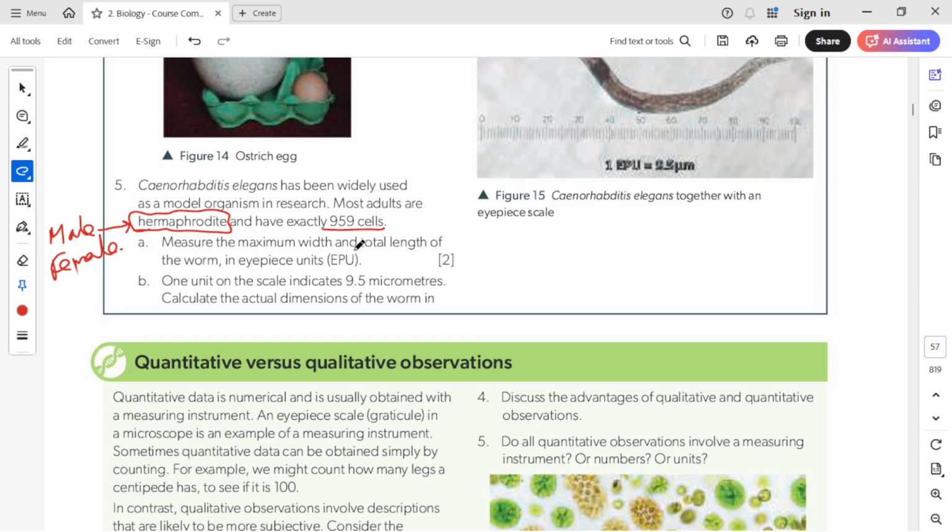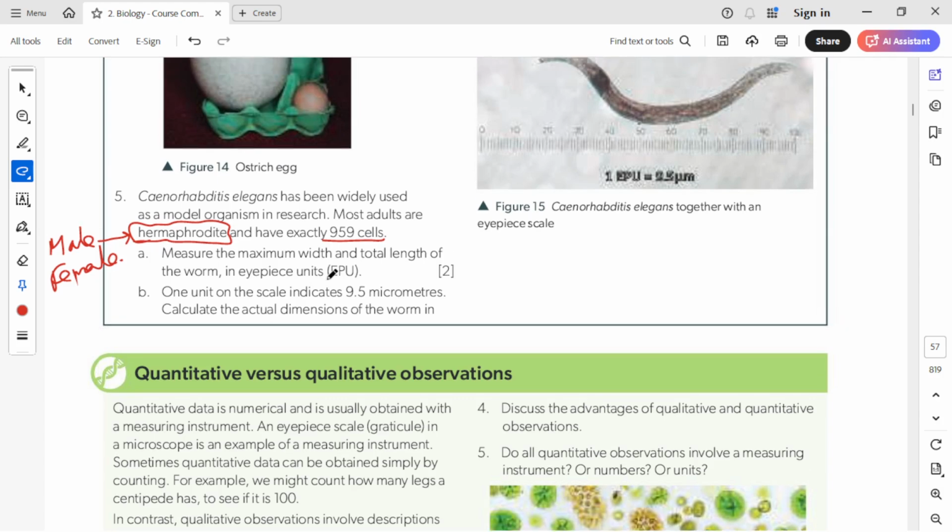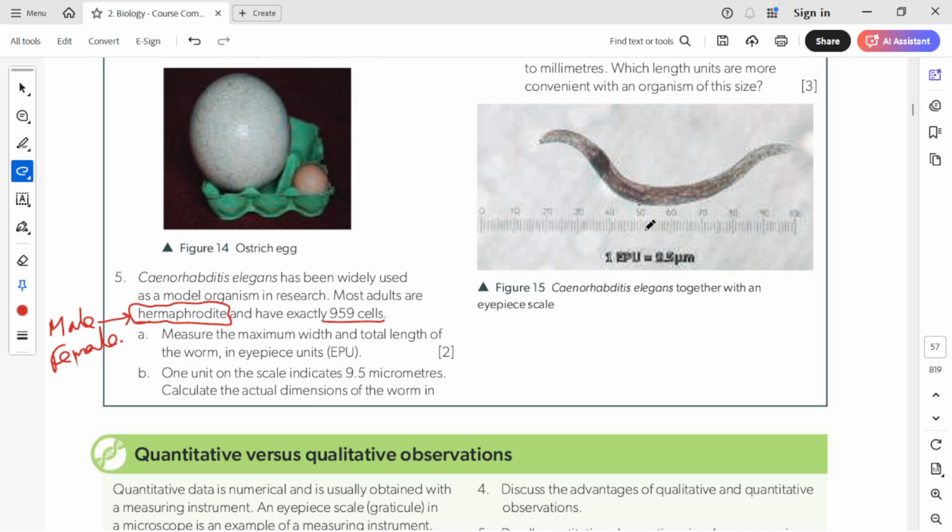So, measure the maximum width and total length of the worm in eyepiece units. So we can actually measure the size. First of all, see here, these are the eyepiece units. In this we can see certain lines. If you measure the whole thing, you will find that approximately 10 millimeters is covering approximately 12 eyepiece units. So using this reference we can solve our question here. Let's see the first question: measure the maximum width and total length of the worm in the eyepiece. Let's just find it out.